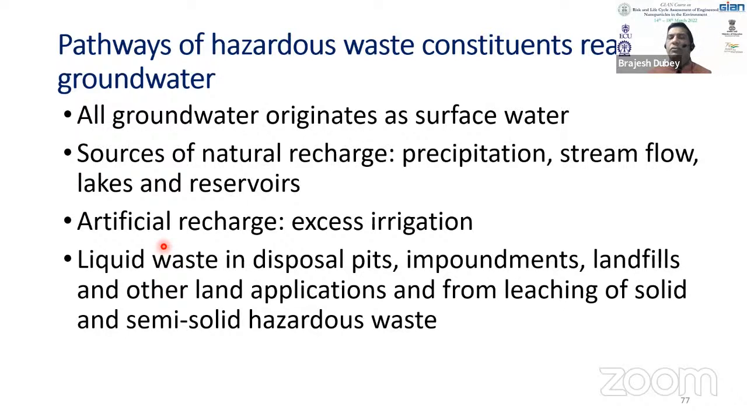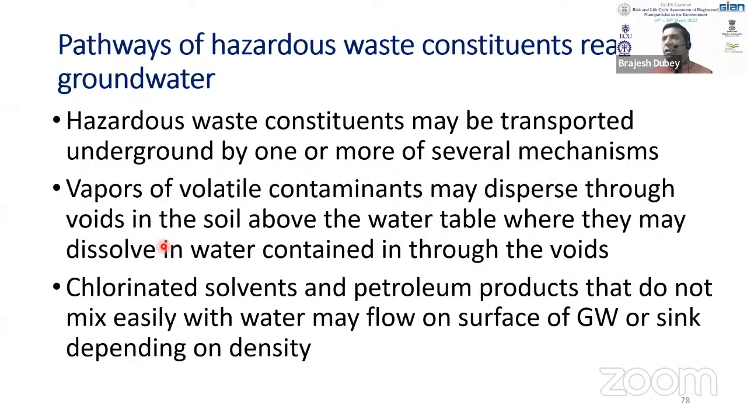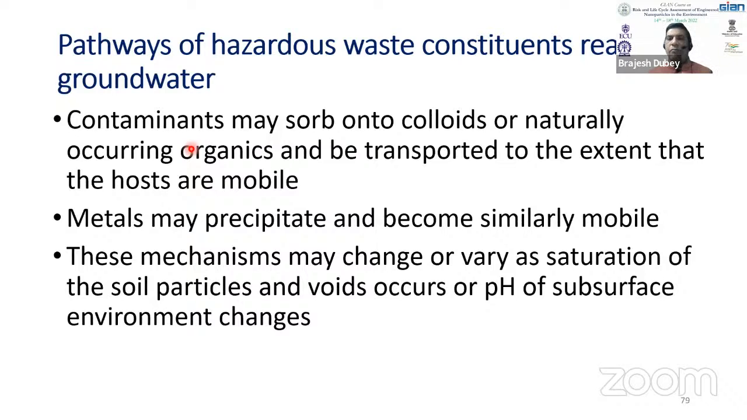So see how it will reach. It will be in surface water. All the groundwater originates as surface water, then it gets recharged. So things can go through liquid waste and disposal pits, impoundments, landfills, other land applications. It can create solid and semi-solid hazardous waste, which will leach out some of these chemicals into the subsurface. So they do travel underground through one or several mechanisms. If it's volatile, it can travel through the soil pores, soil vapor, and go to the water table, and those things do happen.